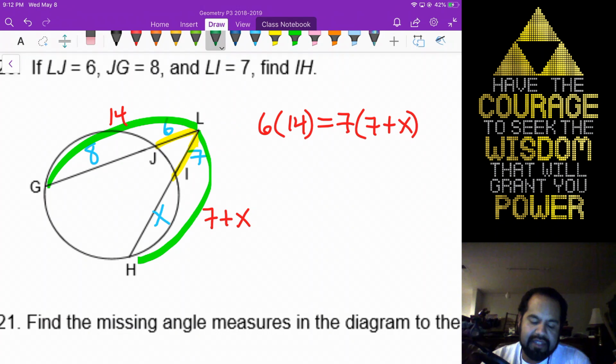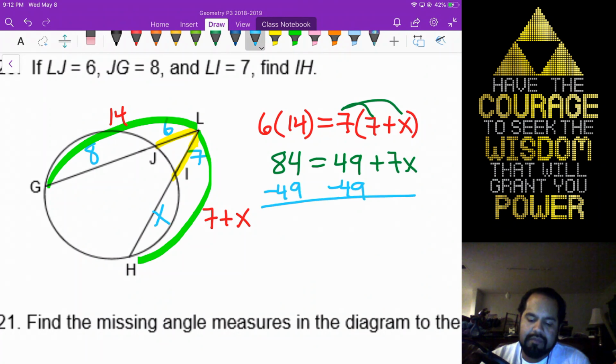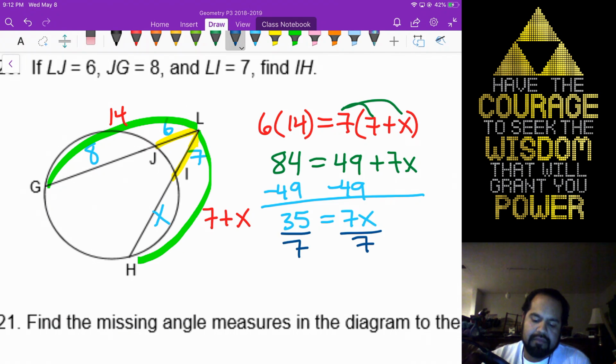6 times 14, what is that? 84. And then make sure you distribute correctly. Don't exclude one number. Okay, so we're going to take away 49. So what is that? 35. Boom.